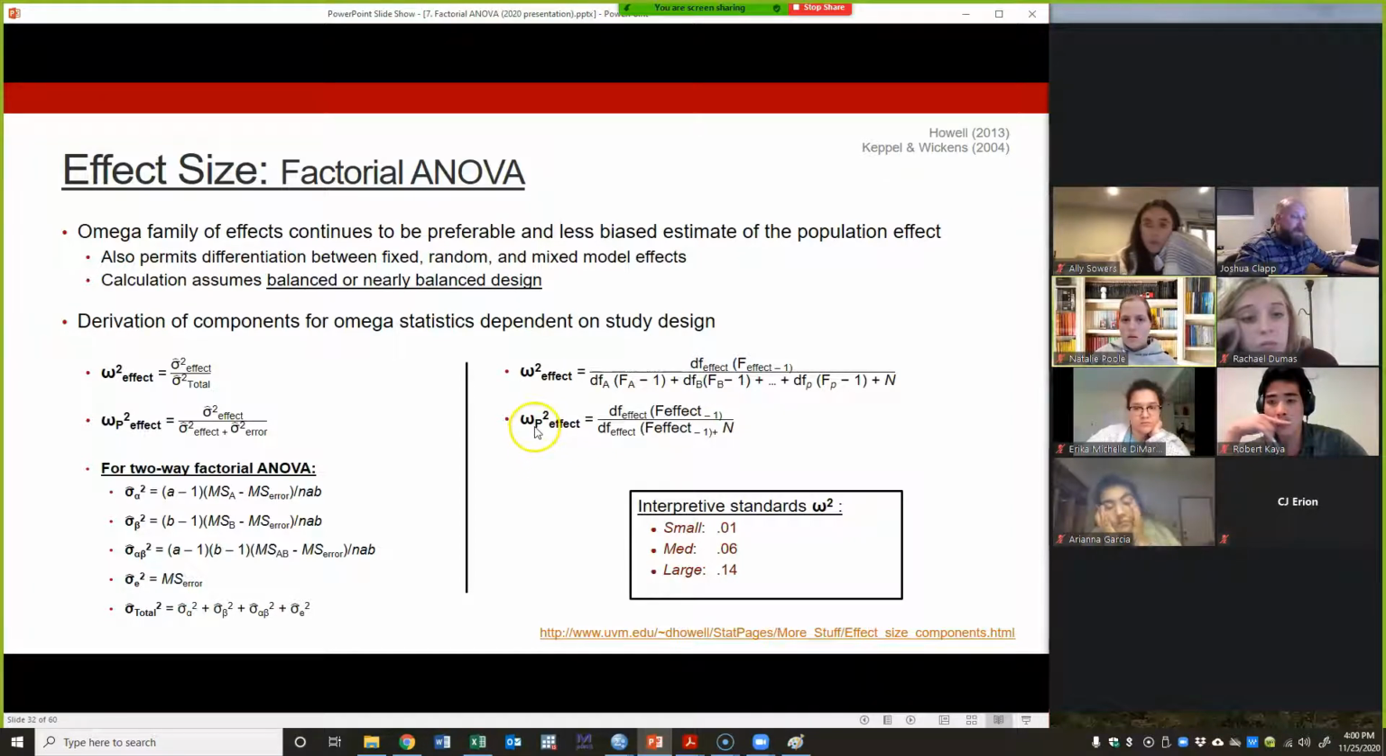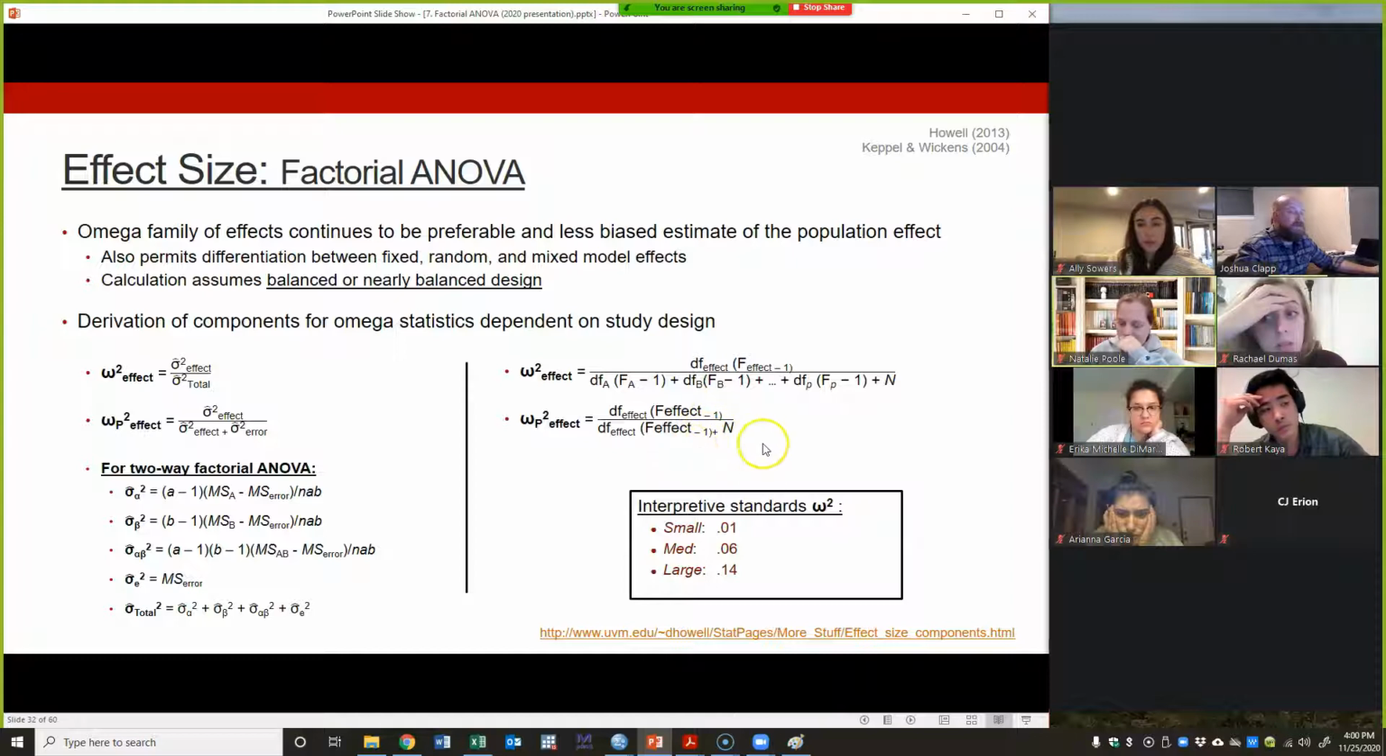For partial omega squared, it's the degrees of freedom of the effect times the F for whatever effect I'm looking at minus 1, over degrees of freedom of that effect times F for that effect minus 1, plus N. The notation, superscripts and subscripts got messed up here, I'm not sure why. But basically the shortcut is just using my F statistics and degrees of freedom to calculate my omega squared statistics. And again, interpretive standards for omega squared are the same as for my eta squared statistics.